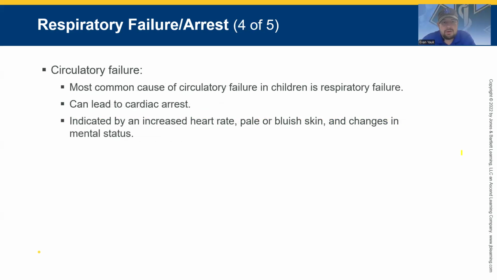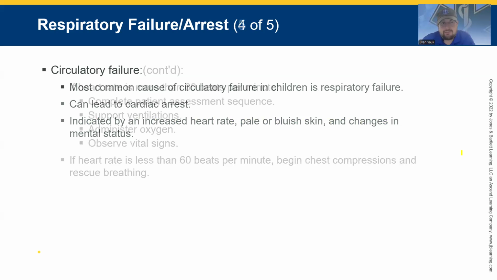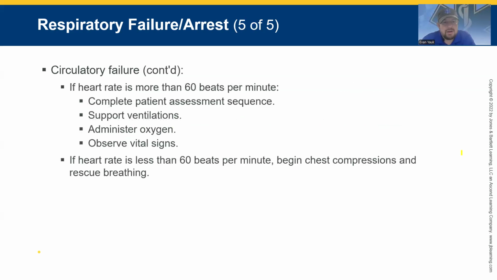Circulatory failure. The most common cause of circulatory failure in a child is respiratory failure. It can lead to cardiac arrest, indicated by an increased heart rate, pale or bluish skin, and change in mental status. If the heart rate is more than 60 beats per minute, complete the patient assessment sequence, support ventilations if need be, administer oxygen, observe vital signs. If the heart rate is less than 60 beats per minute, begin chest compressions and rescue breaths.